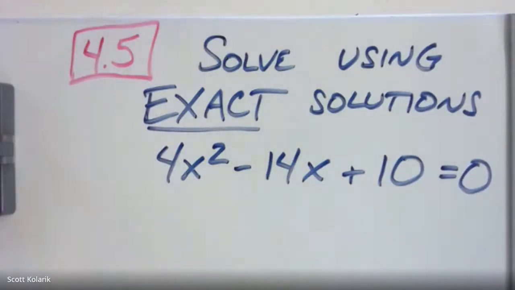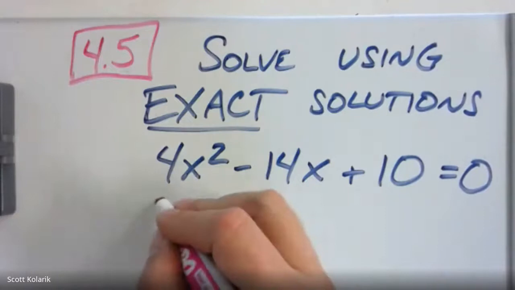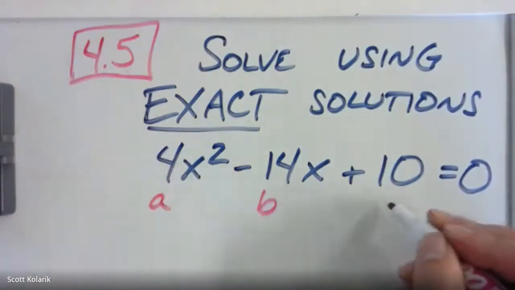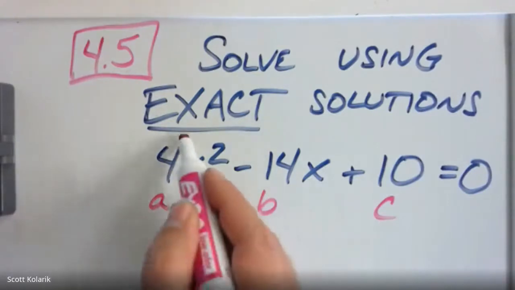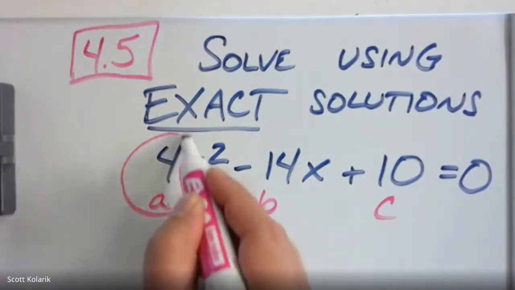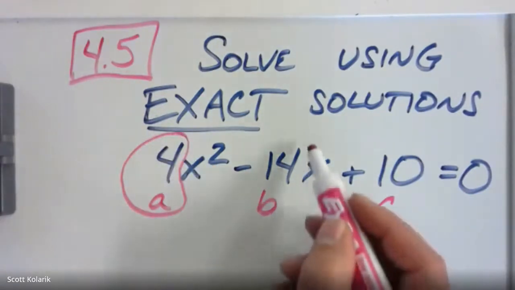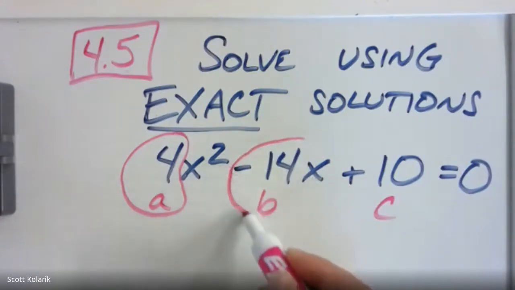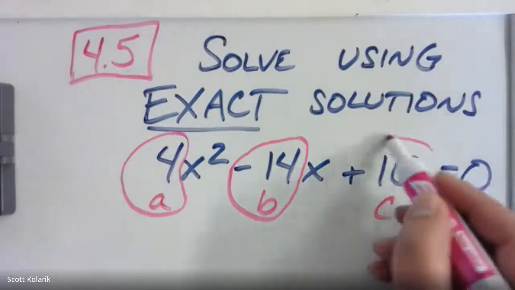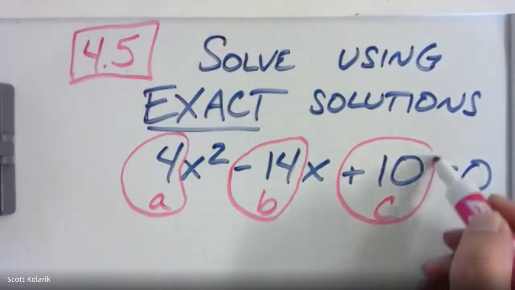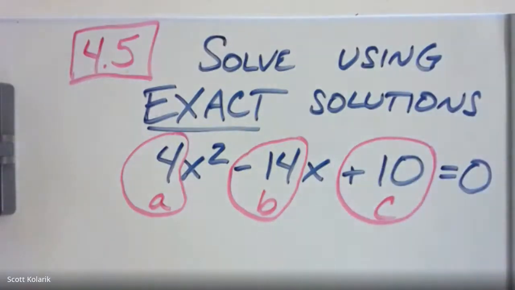In order to use that, I do need to be able to identify what A, B, and C are. A is the coefficient that's attached to x squared, so this positive 4 out in front. B is the coefficient attached to just x, so it's this negative 14 here in the middle. And C will be the one that has no x attached to it, or in this case, the positive 10.